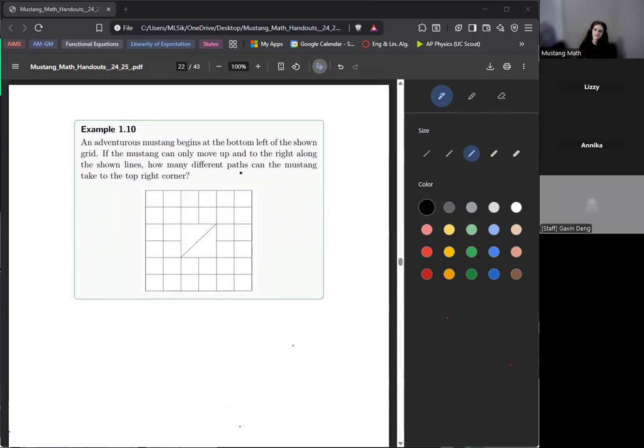So, an adventurous Mustang begins at the bottom left of the shown grid. The Mustang can only move up and to the right along the shown lines. How many different paths can the Mustang take to the top right corner? So they can only move up and to the right. Maybe up a little bit more, to the right a little bit more. But they cannot pass or get into this very specific coordinate over here.